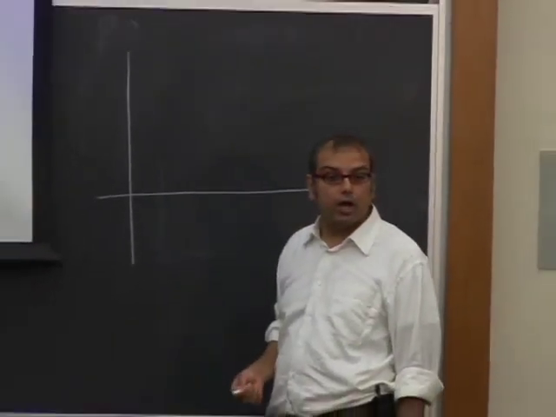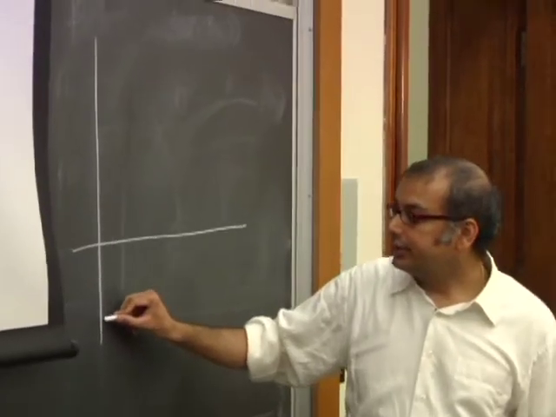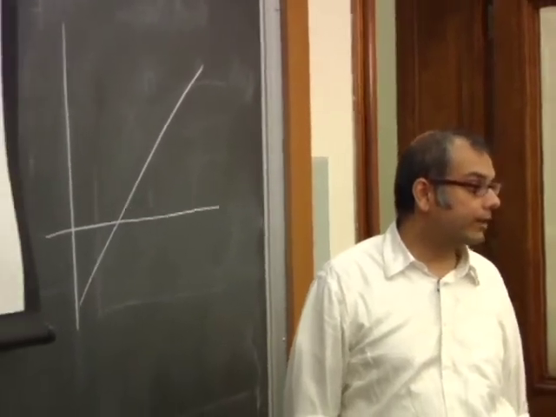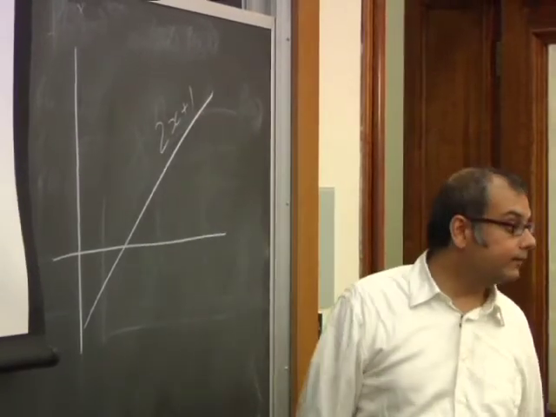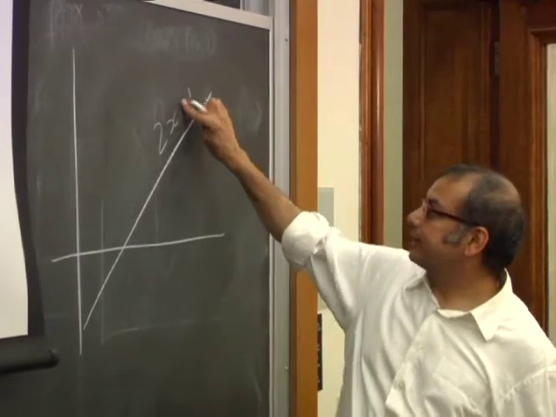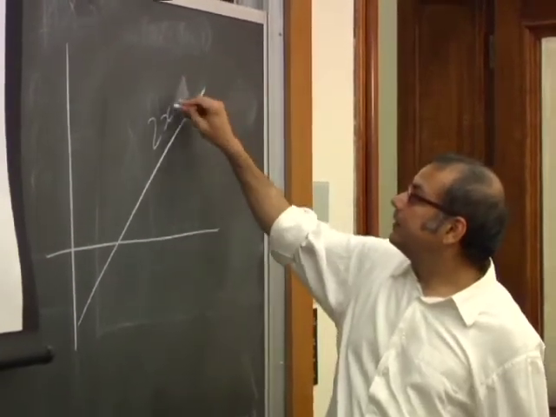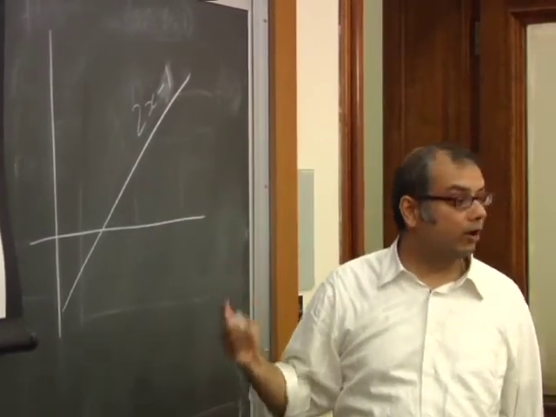A polynomial of order 1 is a linear function. For example, 2x plus 1. That may not be quite right. In fact, this is probably 2x minus 1, right? That's a polynomial of order 1.